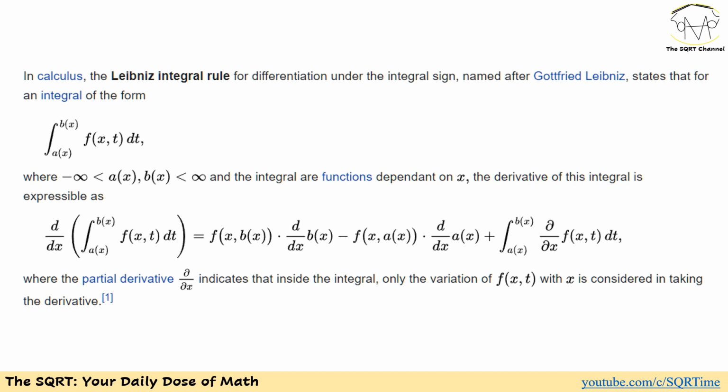Now, if we want to find the derivative of this integral with respect to x, the Leibniz integral rule states that we can simplify it and write it as three components. Let's review the three components that we have here. It's basically very easy. So we are going to take the derivative of the upper bound of this integral with respect to x. We are going to take the derivative of the lower bound of this integral with respect to x. And finally, we are going to take the derivative of what we have inside this integral with respect to x.